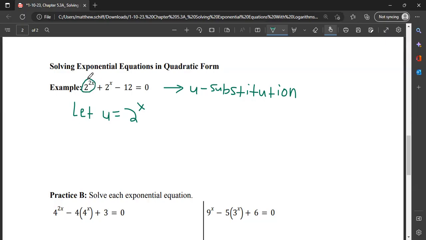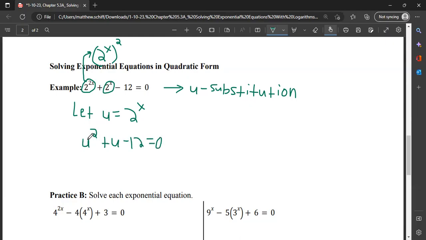So a quick note, this particular term, 2 to the 2x power, is the same as 2 to the x squared, because by the power to a power rule, you would have to multiply the exponents. And so I write it in that form to show you that 2 to the x is in that term. It's also in this term. It's appearing twice. So the equation becomes U squared plus U minus 12 equals 0.